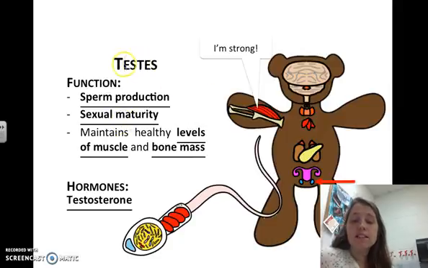In boys, the testes. So the testes are these little blue ones here, the ovaries are here. Obviously, not everyone has, or nobody should have both sets. You shouldn't have both testes and ovaries, but for the purpose of this lesson, okay, we're going to show you all of them. So testes, their function is sperm production. They make sperm. They do sexual maturity in males, and they help maintain healthy levels of muscle and bone mass in males. So they're the ones responsible for making boys big and strong, if you will. And the hormone that they mainly use is called testosterone.